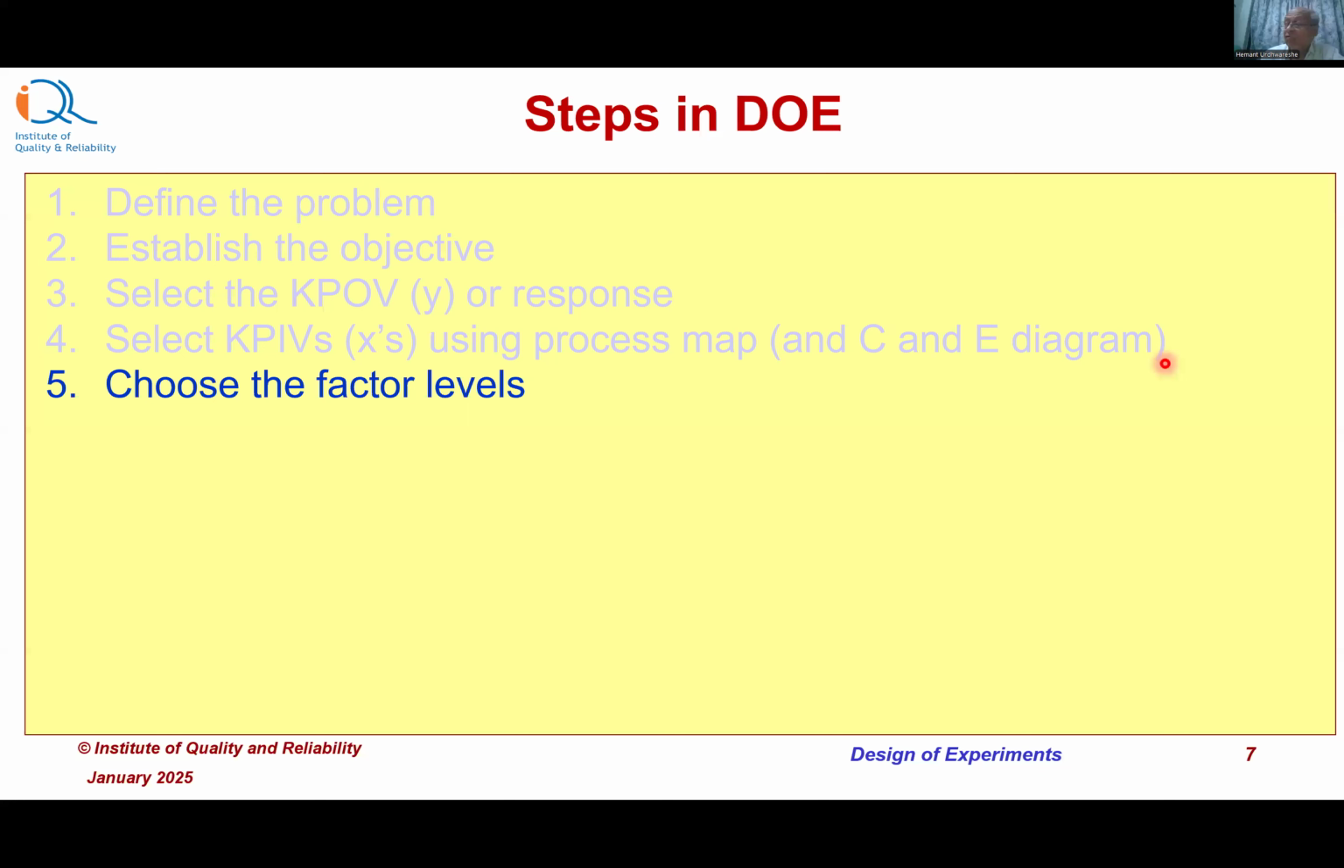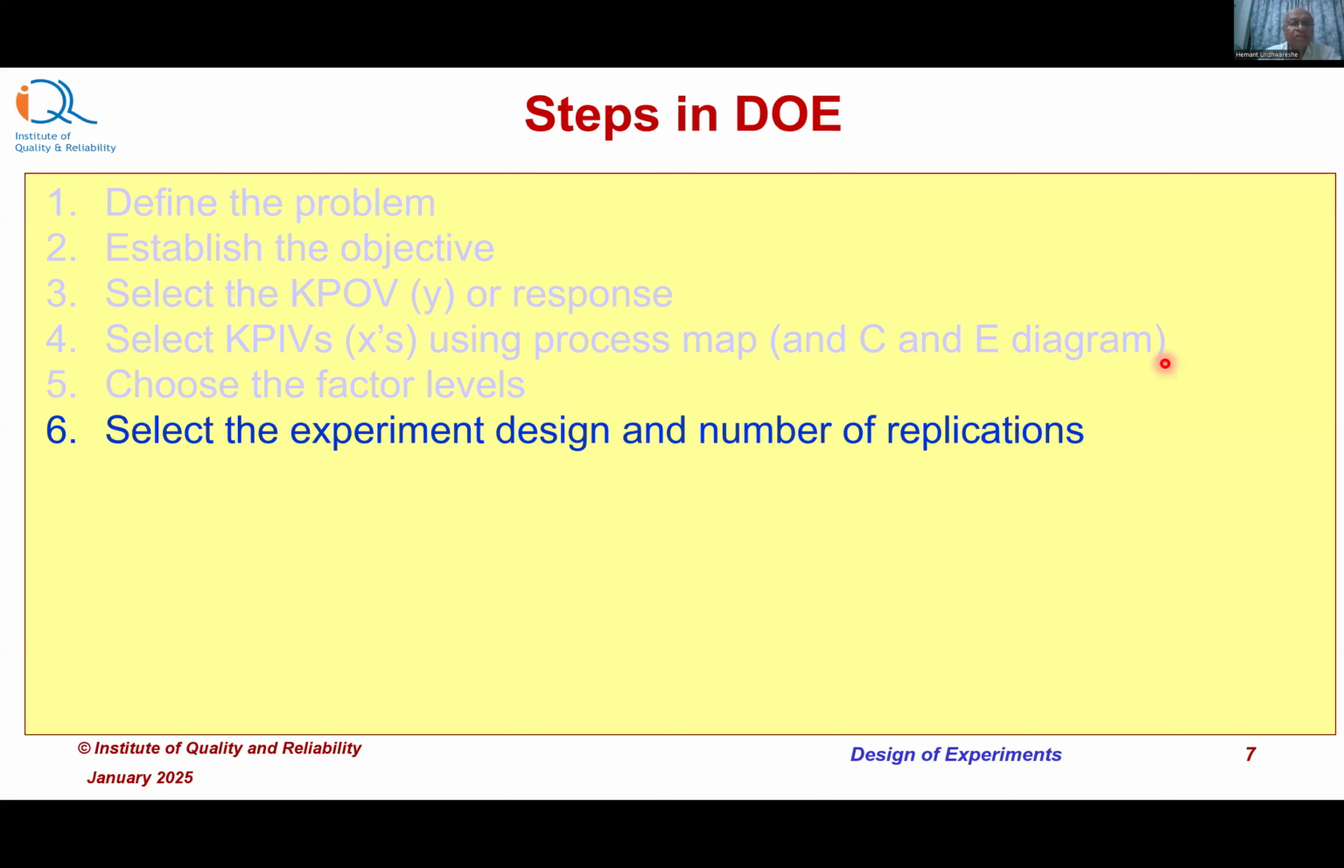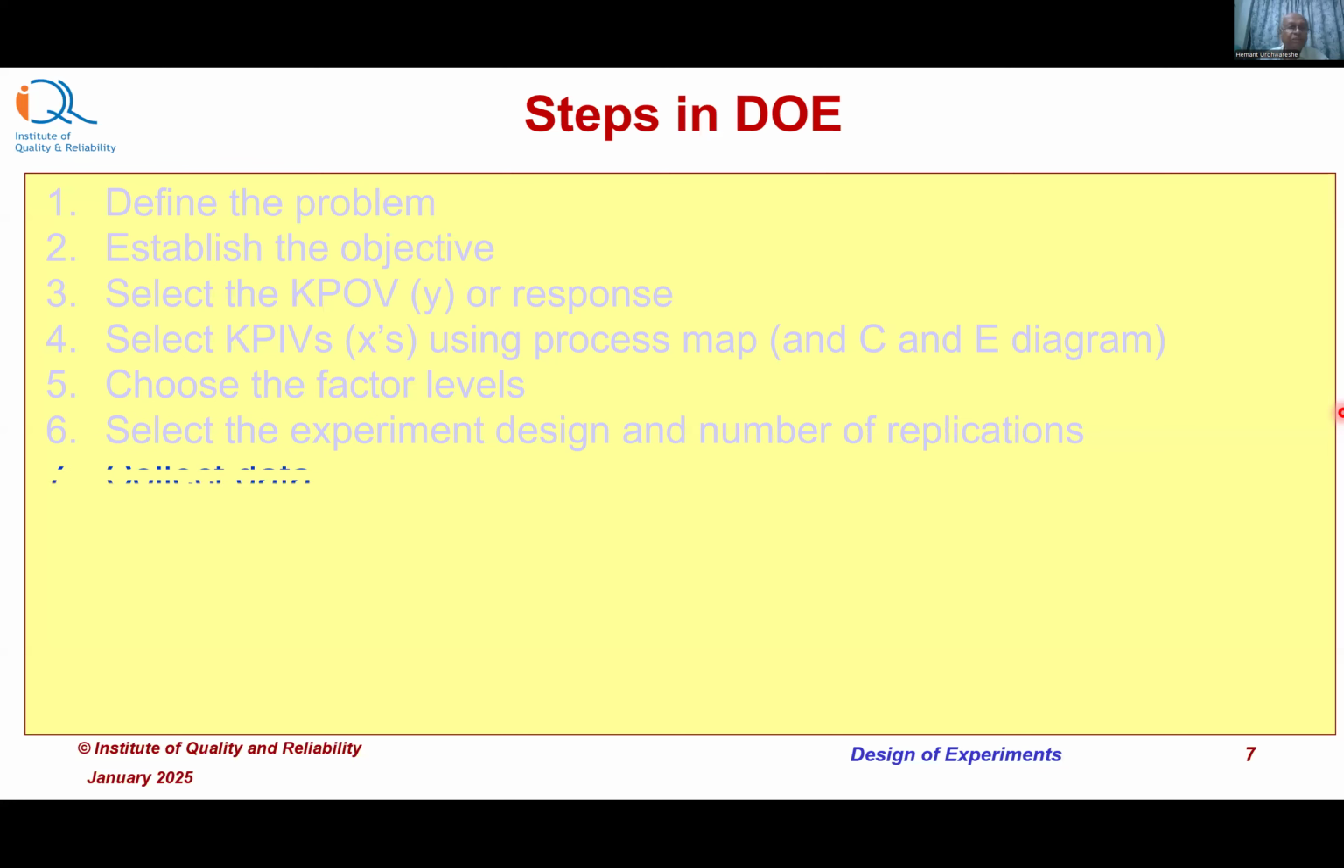Choose the factor levels. So what are the actual settings that you would like to try in the experiment? This requires your technical knowledge and technical judgment. There are a few other considerations about which I'll talk later. Select the experiment design and number of replications. The number of replications is the number of times you are actually performing the whole design. That also we'll talk about in a few moments.